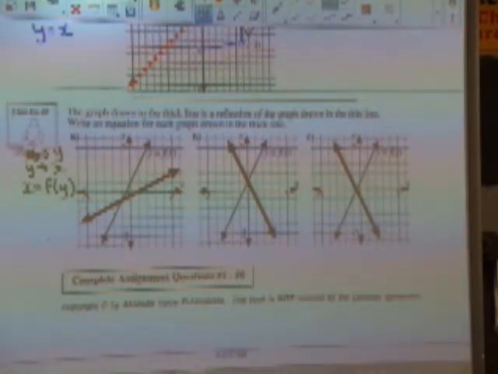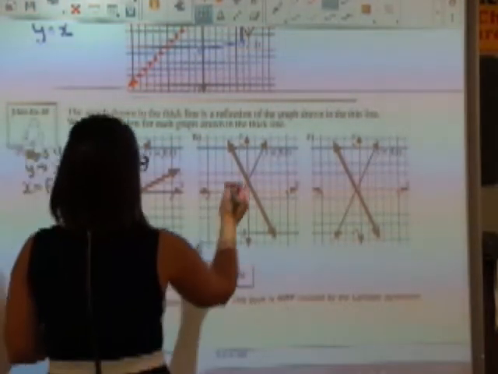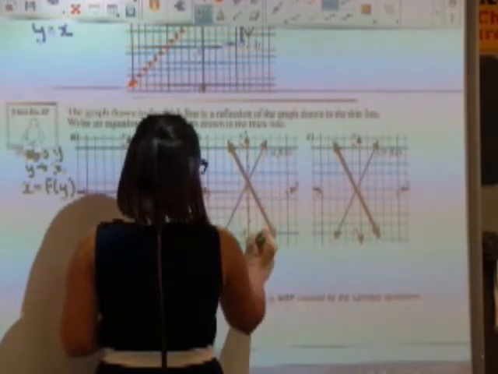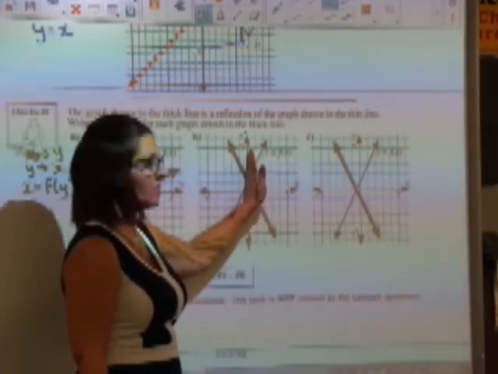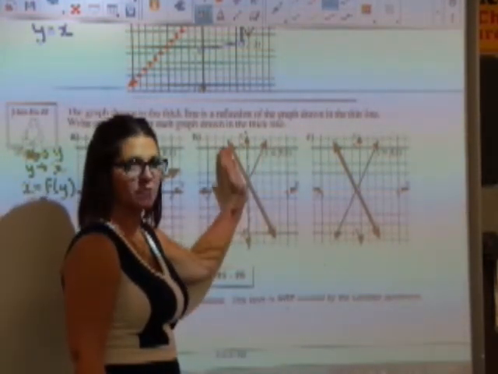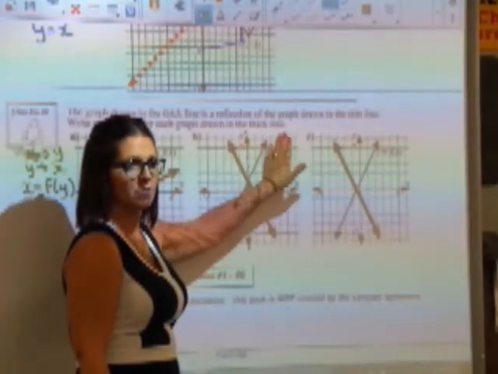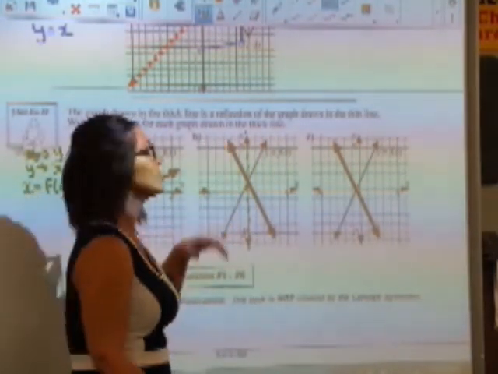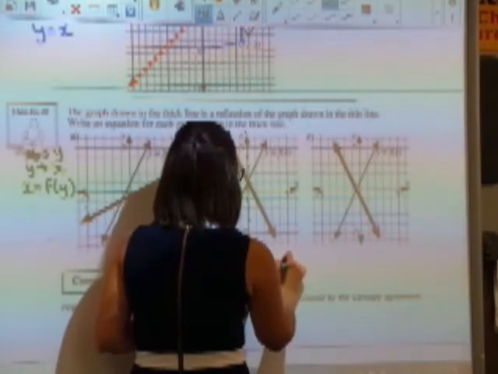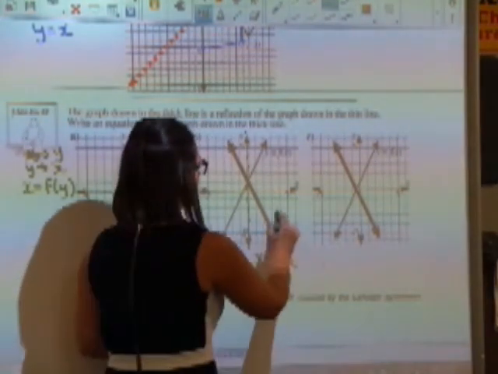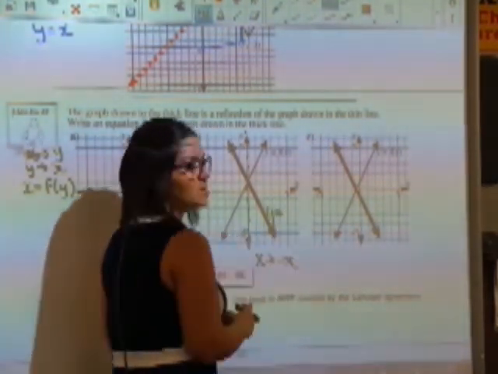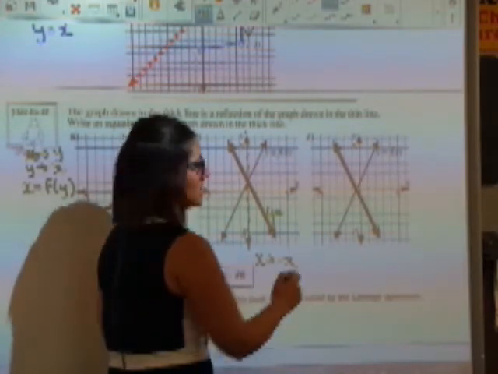Okay, take a look at B. What's my reflection line? The y-axis. So if the y-axis is my reflection line, what's my replacement? X with a negative x. So then the equation of this thick line would be y equals f of negative x.